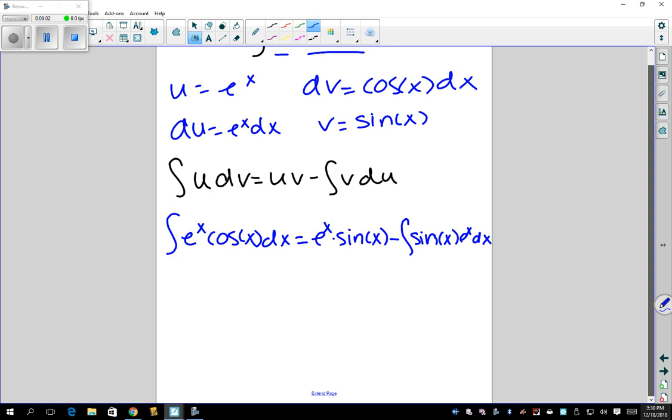And so here I see I have to use u as e to the x and dv as sine x again. I have to go through it. Then my du again is e to the x, and my v, the integral of sine, is negative cosine. So I'm going to go through it again.